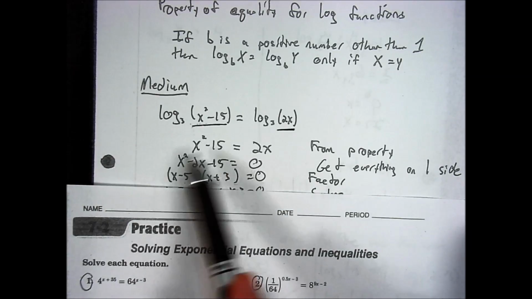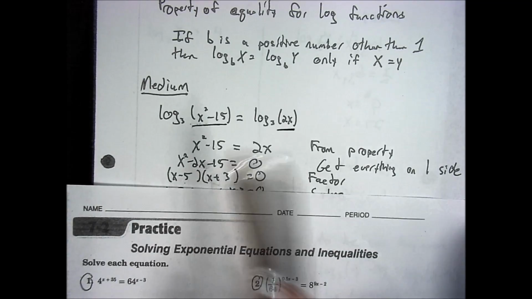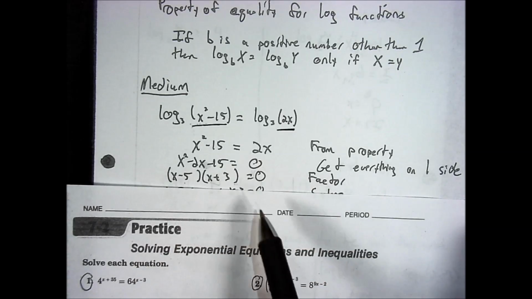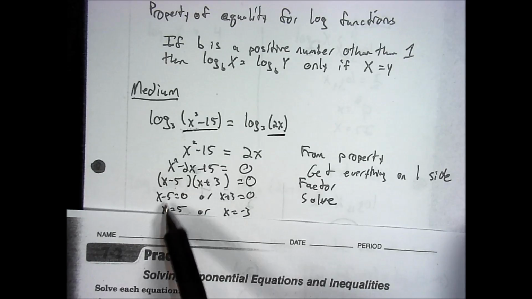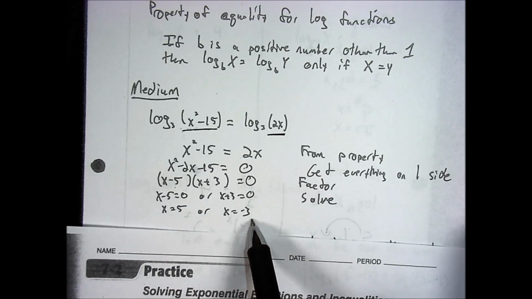Okay, so if it doesn't factor out nicely, what could you do? Quadratic formula. But I'm pretty sure they all factor out nicely today. And then we do opposites. So it should be 5 and negative 3. So that's not bad.